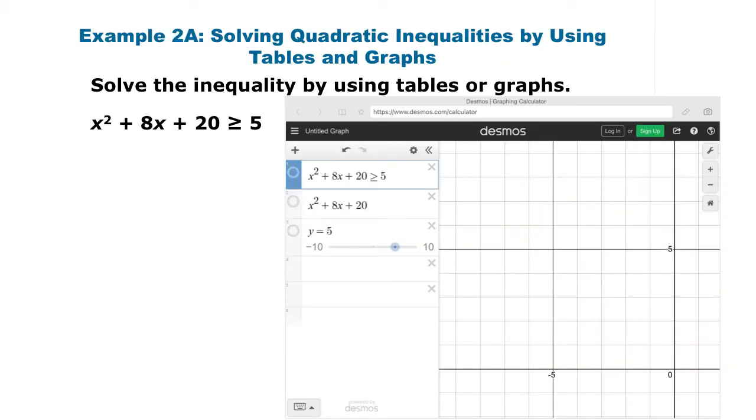In the next equation here, we don't have any y's. We just have x squared plus 8x plus 20 is greater than or equal to 5. So we want to know what the x values need to be to make this function right here greater than or equal to 5.